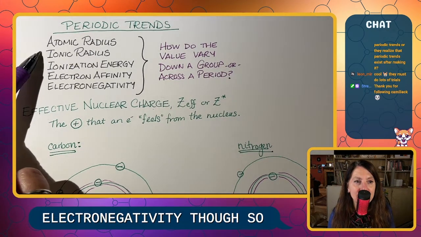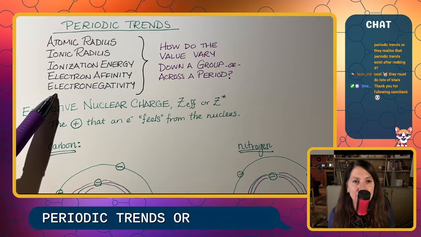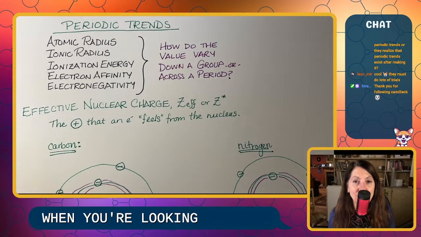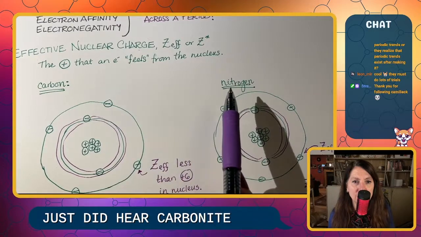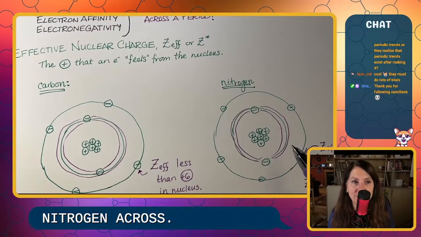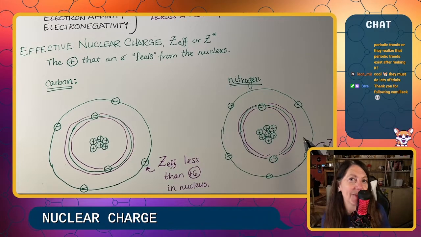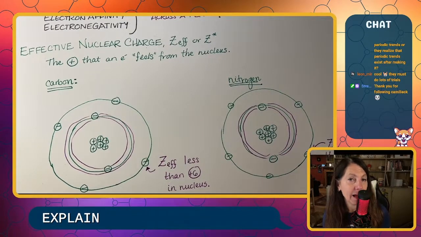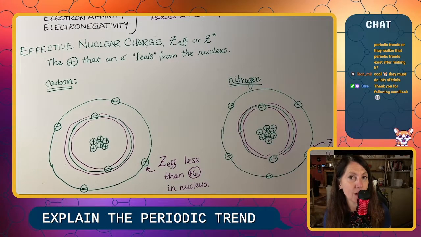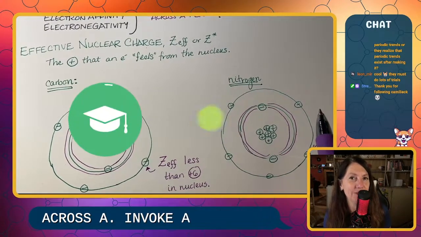So, of these 5 different periodic trends, 4 of them, when you're looking at trends across a period, like we just did here with carbon and nitrogen across a period, come down to effective nuclear charge. So whenever you are asked to explain a periodic trend across a period, invoke effective nuclear charge.